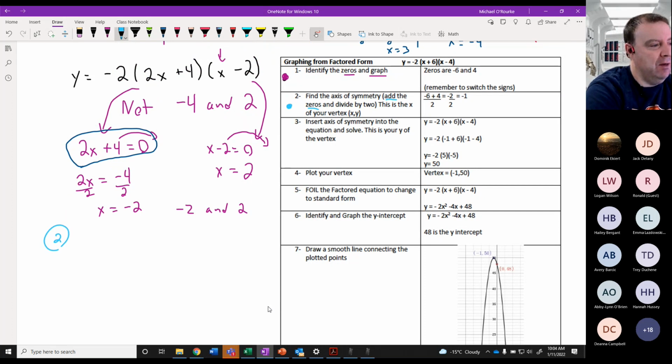And the axis of symmetry is the x component of your vertex. So sometimes I just like building my vertex on the side. I'll put it over here for right now. So put a D in chat when you find your axis of symmetry.